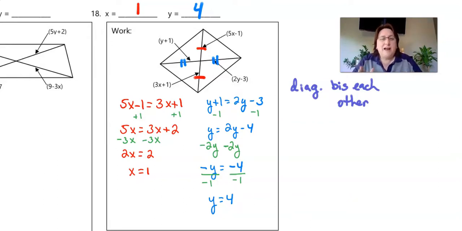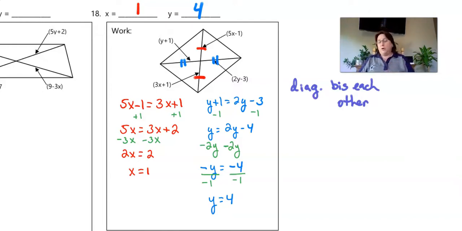So when diagonals bisect each other, it means that they are exactly cut in half, which means that each side is congruent. And when they're congruent to each other, we set them equal to each other. So again, we've been practicing this all year long, okay?